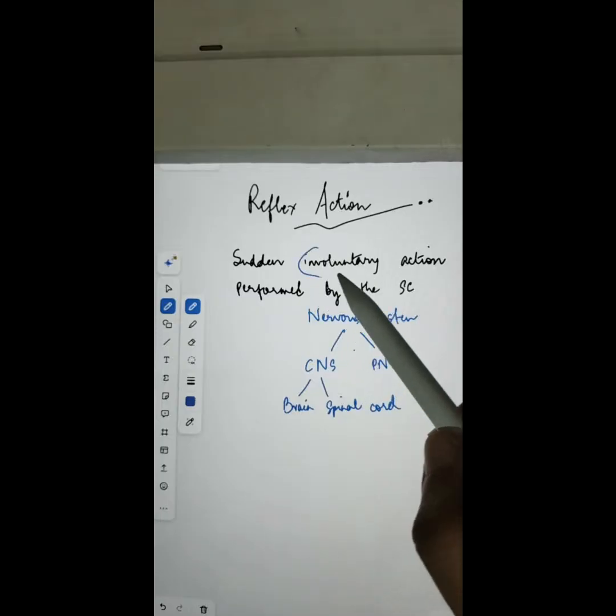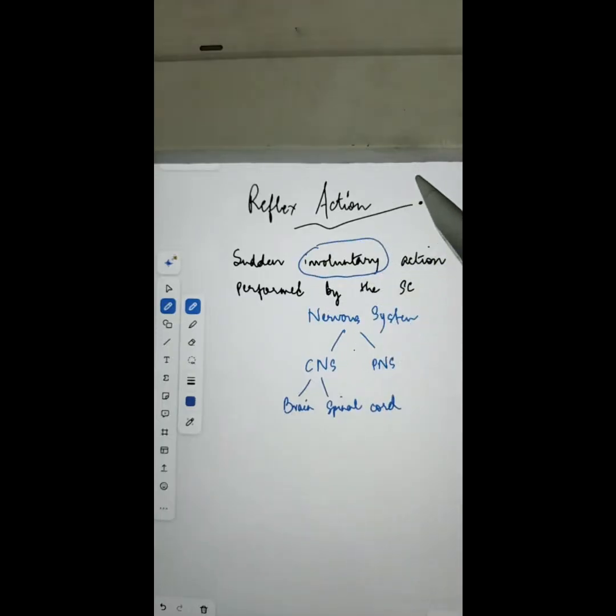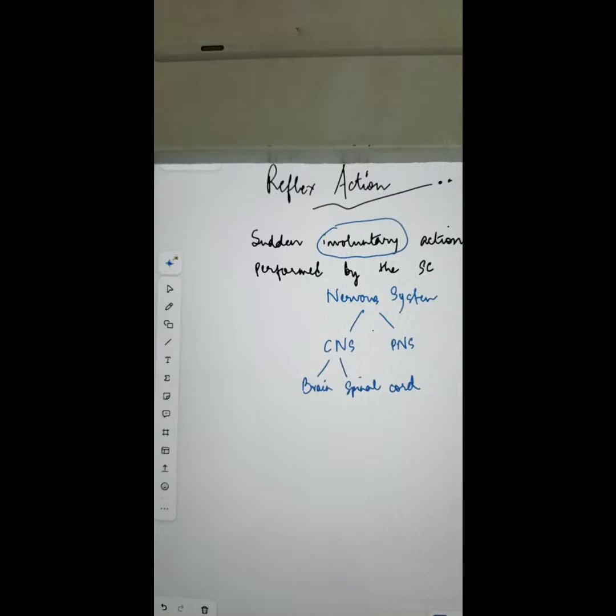Why are we saying it is involuntary? Because these are functions which are not in your control. And the thumbnail might be giving you an idea of the various situations in which reflex action can happen, right? So it is a sudden involuntary action performed by the spinal cord.